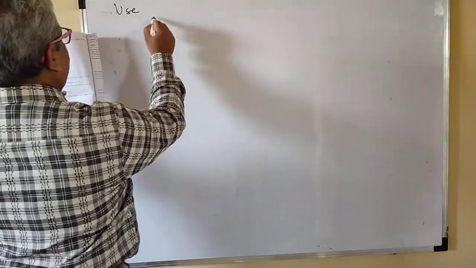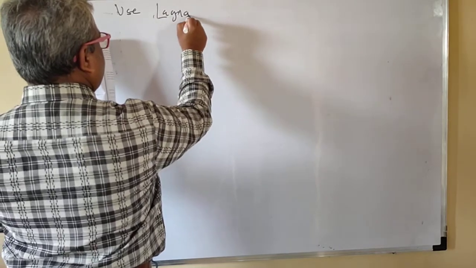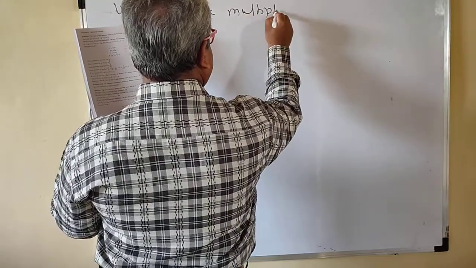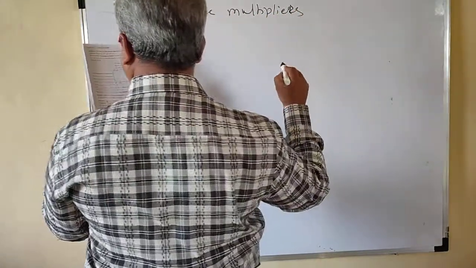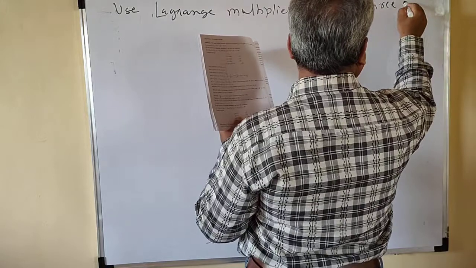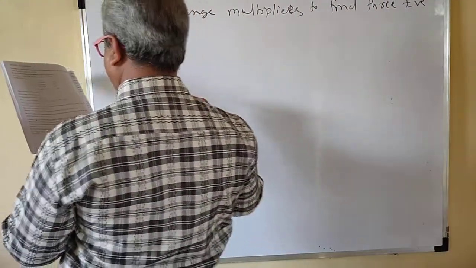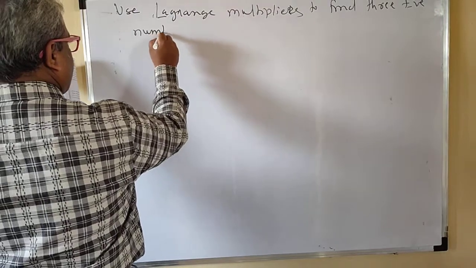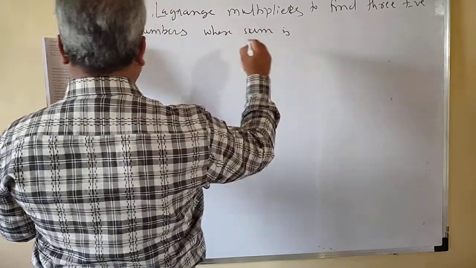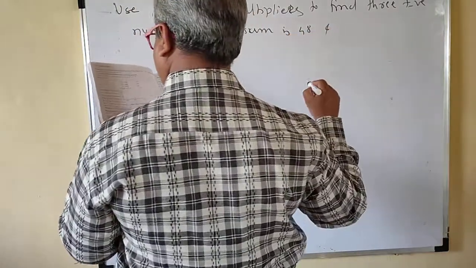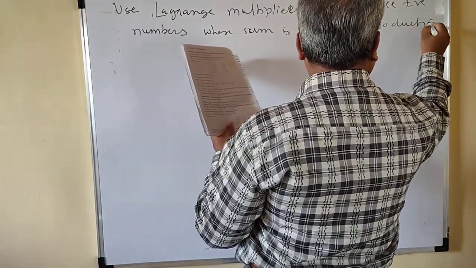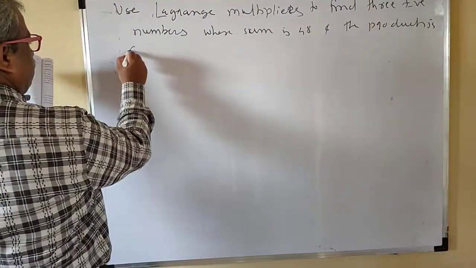Use Lagrange multipliers to find three positive numbers whose sum is 48 and the product is as large as possible.